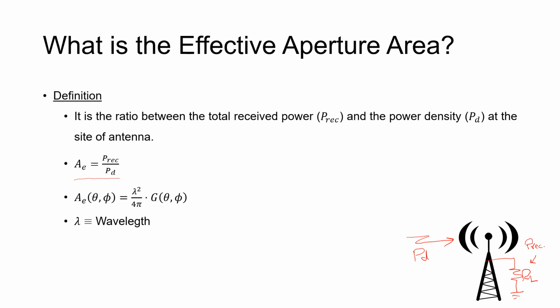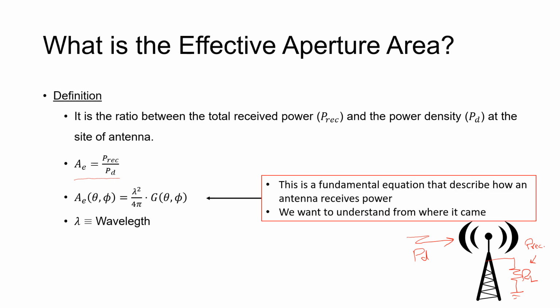And why is it important? Because it is related to the antenna gain as A effective equal to lambda squared over 4 pi multiplied by the gain. And this equation is fundamental in describing how the antenna receives power. And together in this video, we'll understand how to derive this relation.